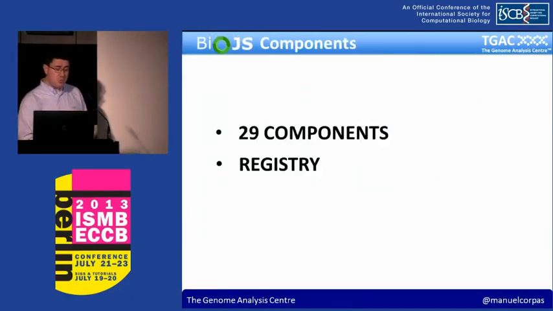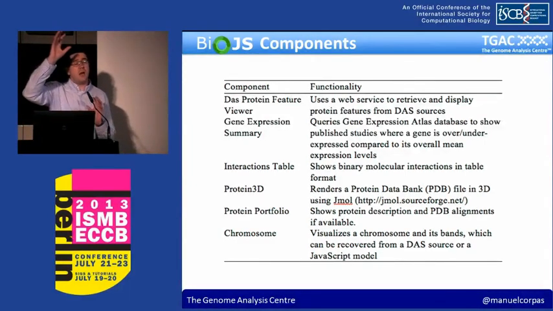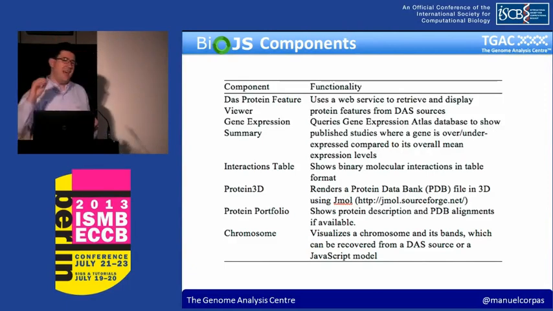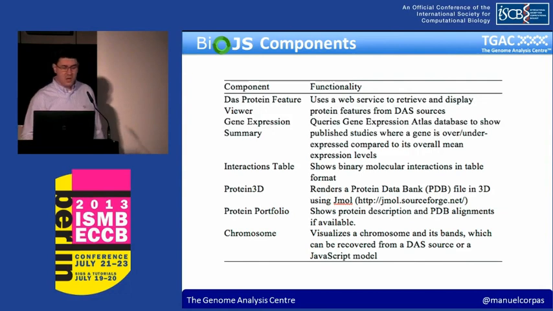Currently, we have 29 components and a registry. Here is a list of components that are currently available. For example, the gene expression summary queries the gene expression database and displays the human organism, and you can see for each organ whether the average expression is under or overexpressed. So, as I said, we have 29 different modules for functionality, and I think it's a reasonably good start. But of course, that's not the whole story.